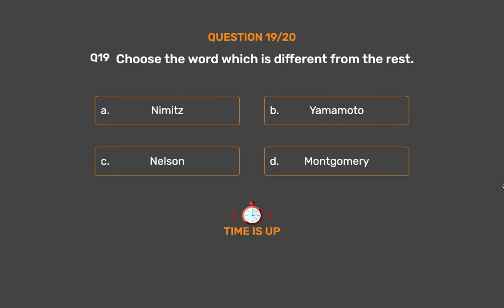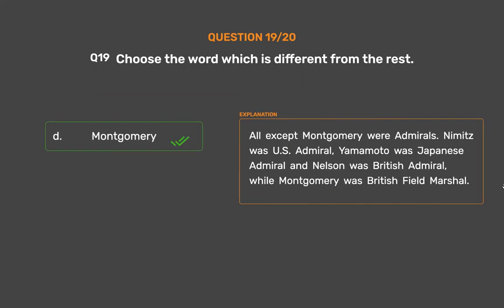The correct answer is option D, Montgomery. All except Montgomery were admirals. Nimitz was US admiral, Yamamoto was Japanese admiral, and Nelson was British admiral, while Montgomery was British field marshal.